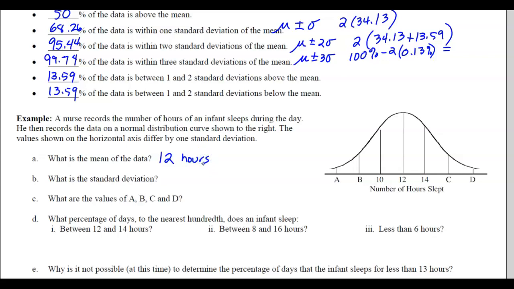What is the standard deviation? Well, you want to check those 1, 2, 3 with a little bit of a tail on each. So the difference between each scale marking basically horizontally is 1 standard deviation. So that's going to be 2. 14 minus 12 is 2 hours. So what's the value of A, B, C, D? So here, 10, this would be 8, this would be 6, this would be 16, this would be 18. So I'm just going to put an arrow and label them right on your graph.